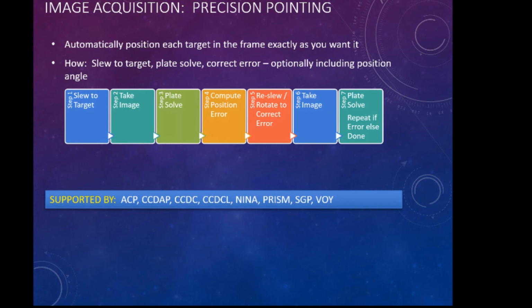So all of these products can do this. Some of them can also handle this for the position angle. So if you have an automatic rotator, it will also figure out the position angle that you're at and move your rotator to compensate and get you the exact image that you set up that afternoon when you were planning.